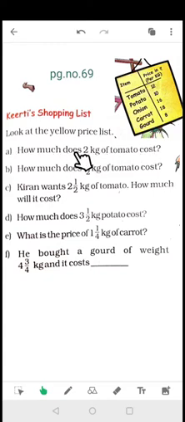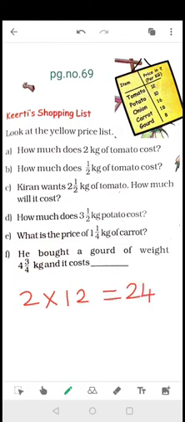How much does 2 kg of tomato cost? We will write first 2 kg. Then you see what is the cost of tomato? It is 12. So 2 multiplied by 12 is 24. The cost of 2 kg of tomato is 24.